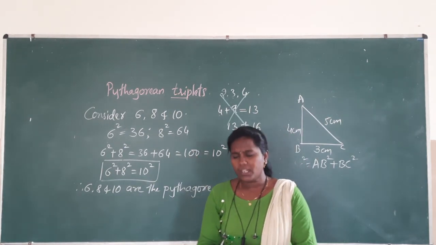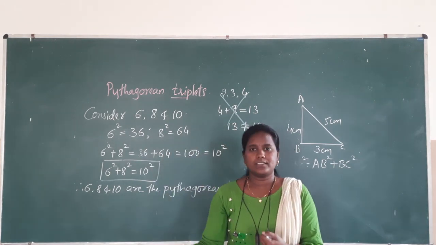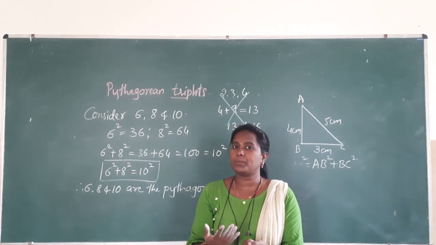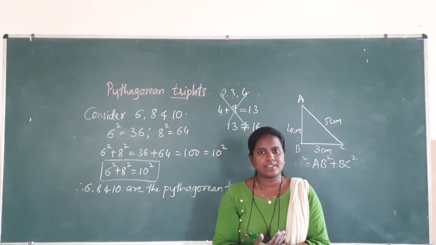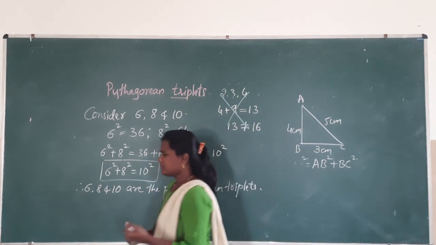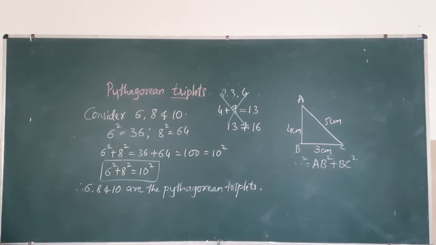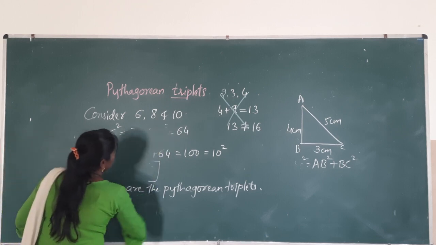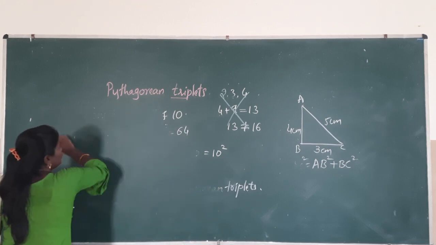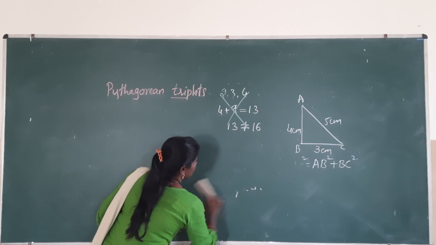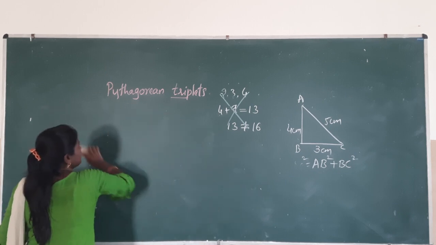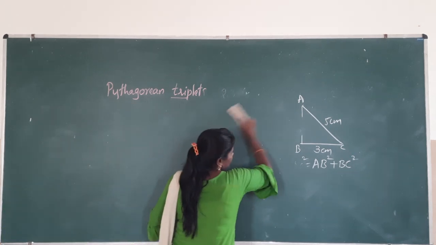After this, you have to find some other Pythagorean triplets. There is a method to find them. I'll tell you how to find them. It's easy. There is a formula to find the Pythagorean triplets.